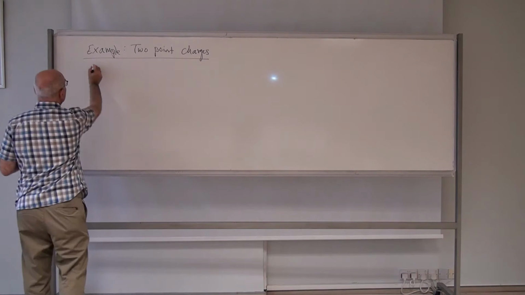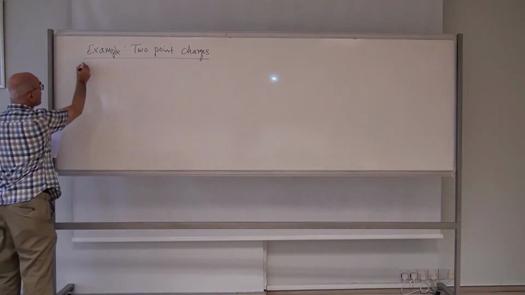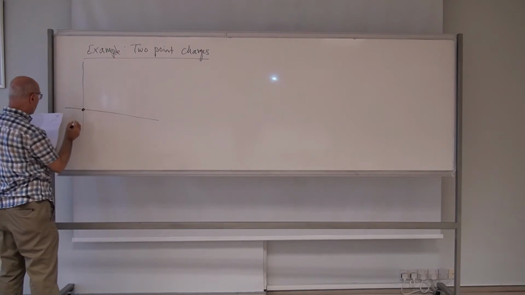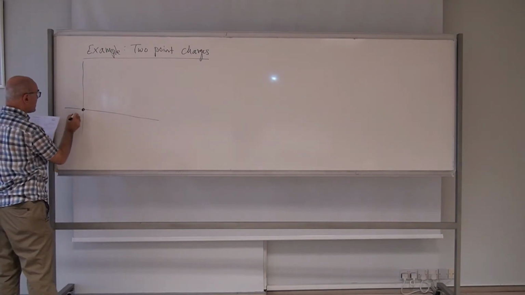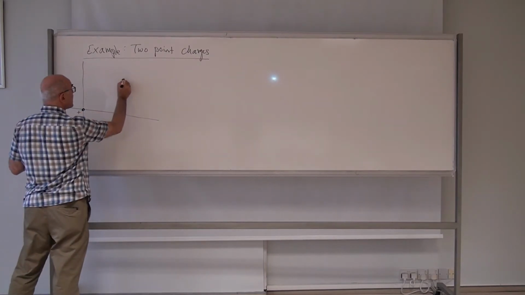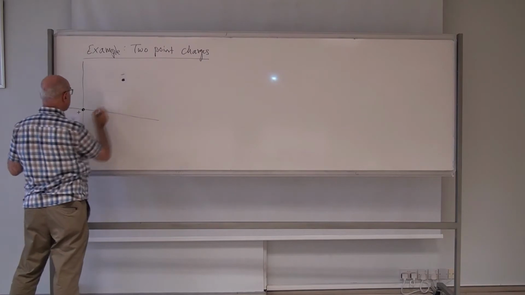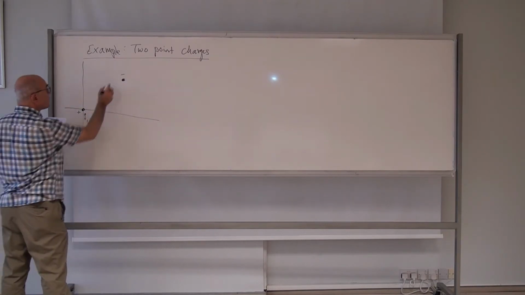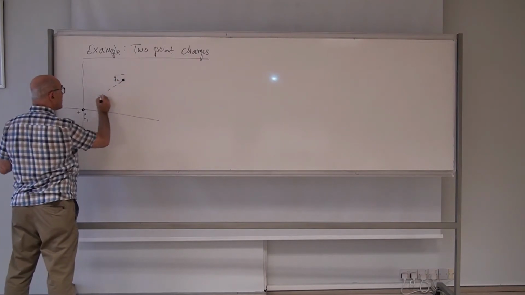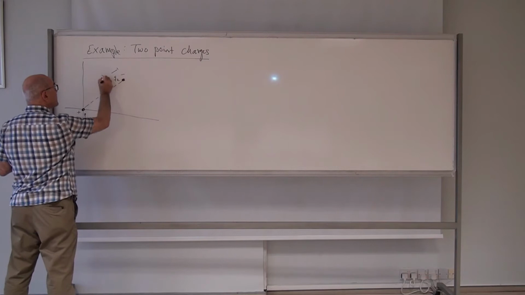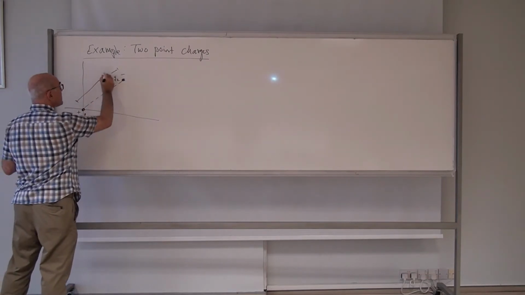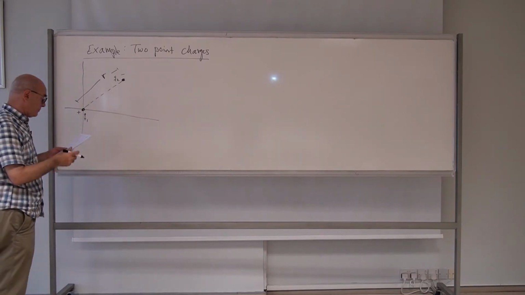Now, we assume that we have, these are our coordinates, and we have two charges. This is positive, and the other charge here is negative. This is Q1, and this is Q2. The distance between the two charges is R.